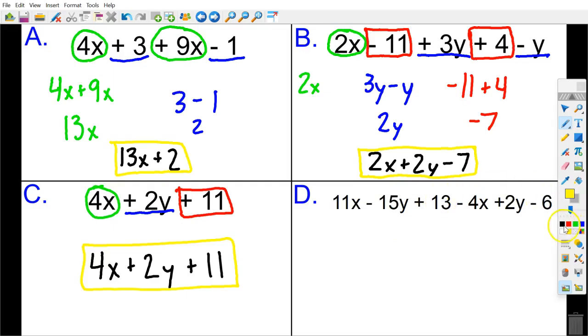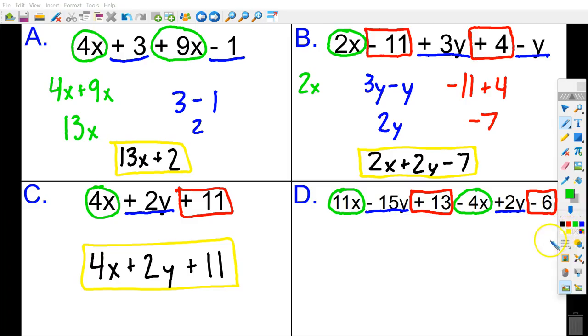All right. Last but not least, letter D. We've got 11x. We've got negative 4x. We've got nothing else with x's. So now we move on to y's. We've got negative 15y and we've got positive 2y. Now we've got the constants. 13 and negative 6. Now that we've taken care of all the like terms, let's start working it out.